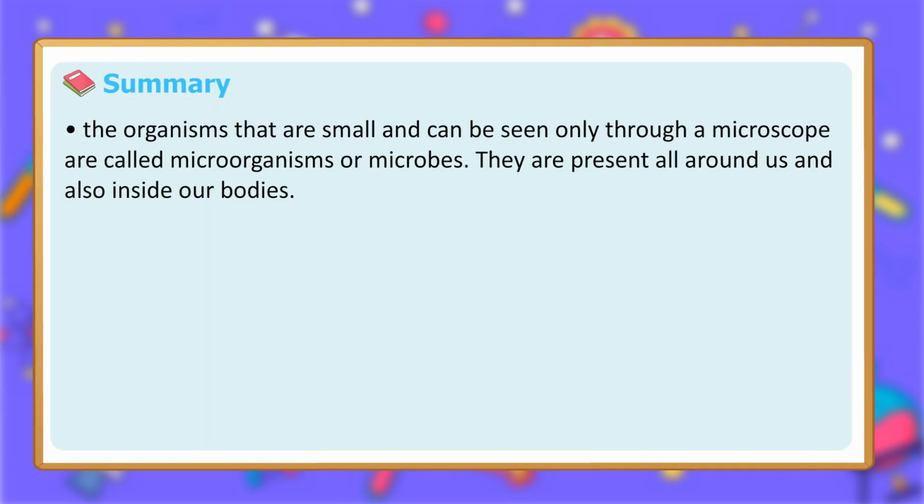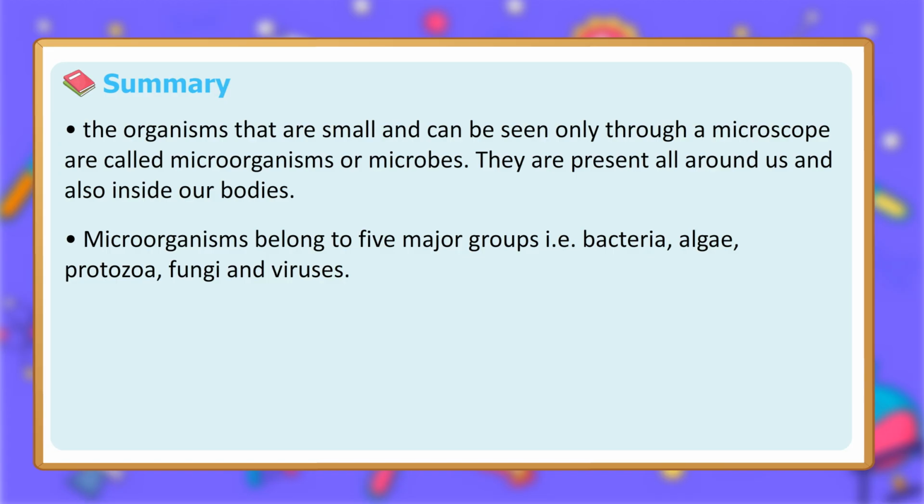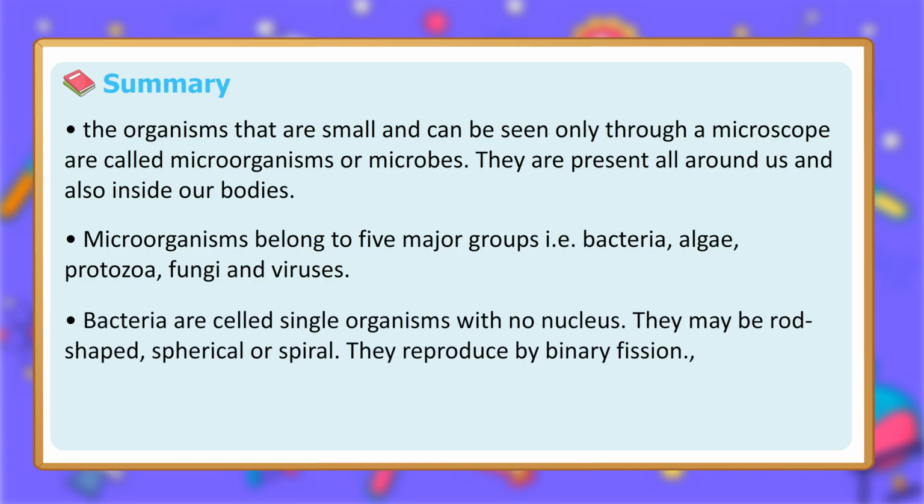Summary: the organisms that are small and can be seen only through a microscope are called microorganisms or microbes. They are present all around us and also inside our bodies. Microorganisms belong to 5 major groups, i.e. bacteria, algae, protozoa, fungi and viruses.